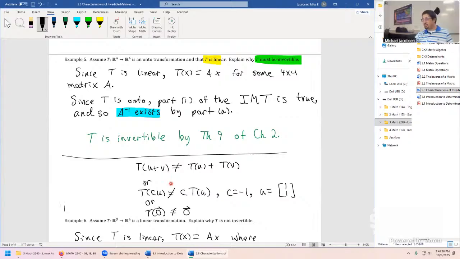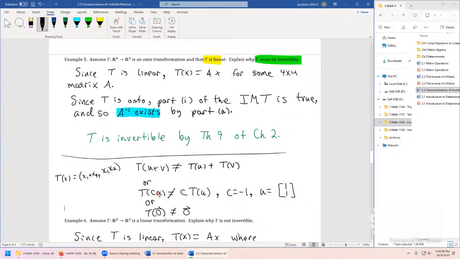Yeah, exactly. So if the transformation is something like T of x equals, maybe it's x1 plus x3, and let's say for the next one it's x1, x2, then the multiplication right here is probably going to get messed up in some way by that -1 when we go to put in c times u. Okay, that makes more sense. Awesome.